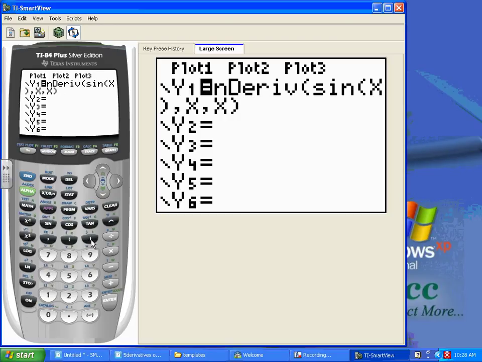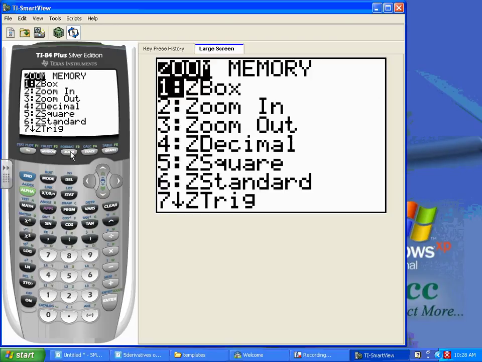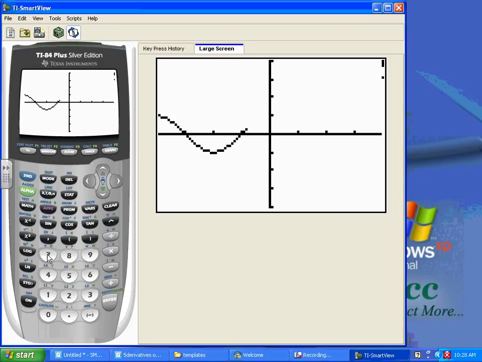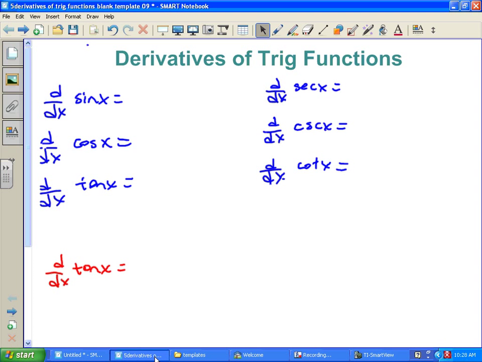And I'm going to go to perhaps zoom trig number 7 to give you a nice graph there. So this is supposed to be the derivative of the sine function that it's graphing. Does it look familiar at all? That looks like a cosine function, right? So just from this initial observation, it looks like the derivative of the sine function.